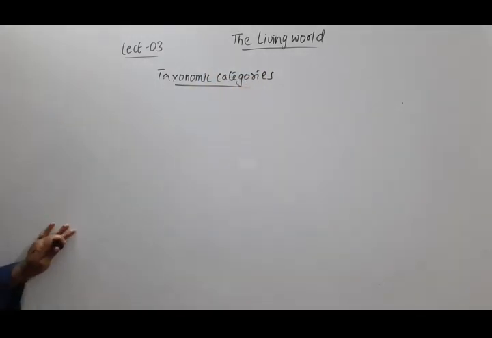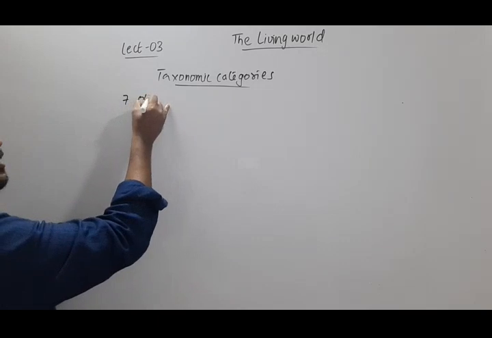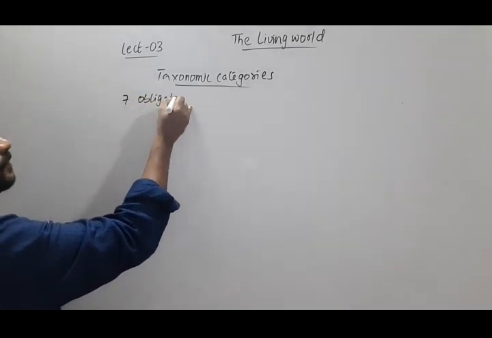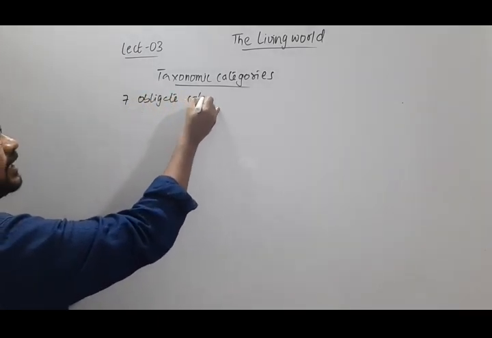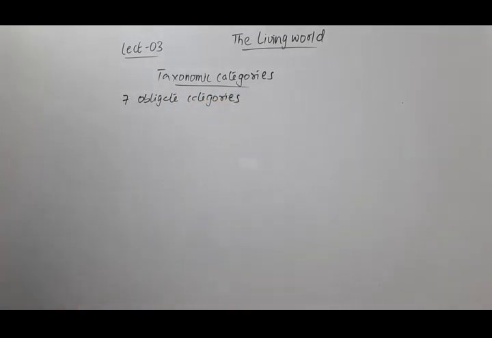Okay, so here coming to this taxonomic category, there are seven obligate categories. Each category is a taxon. So taxon is singular and taxa is plural. So there are seven obligate categories.